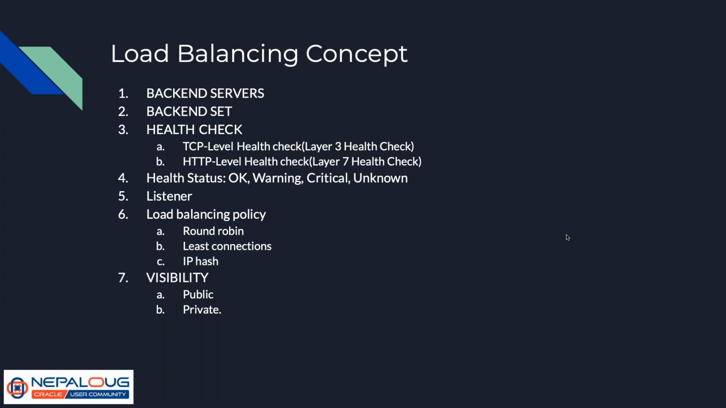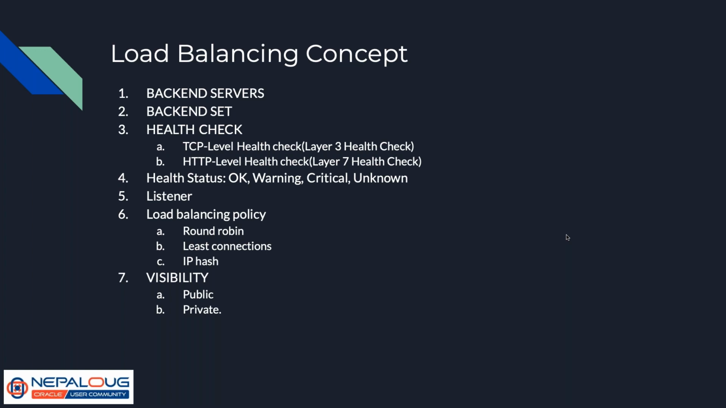To check this state, we have a TCP health check. TCP layer 4 health check means it works with TCP and its port. And we have an HTTP health check, which is a layer 7 health check. It works on the HTTP or HTTPS level, the application level. After that, we have a health status. On the basis of the health status, the load balancer routes traffic to the backend server.